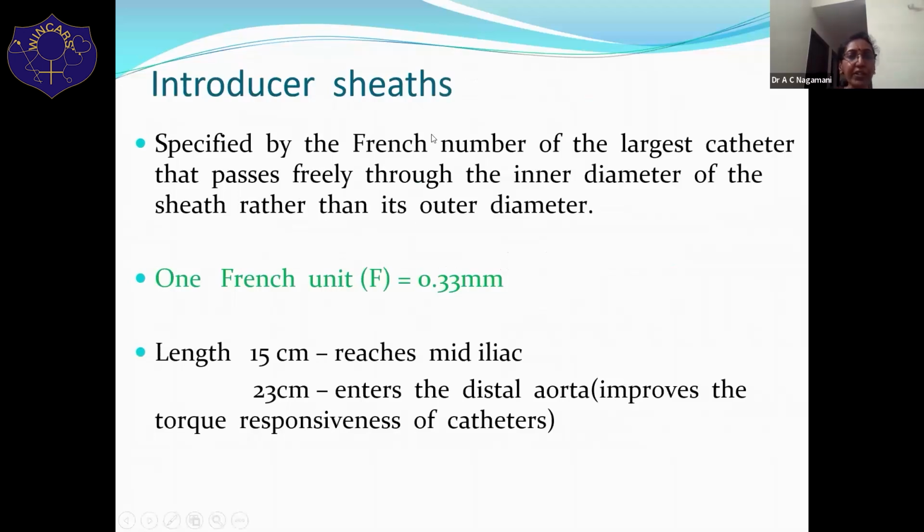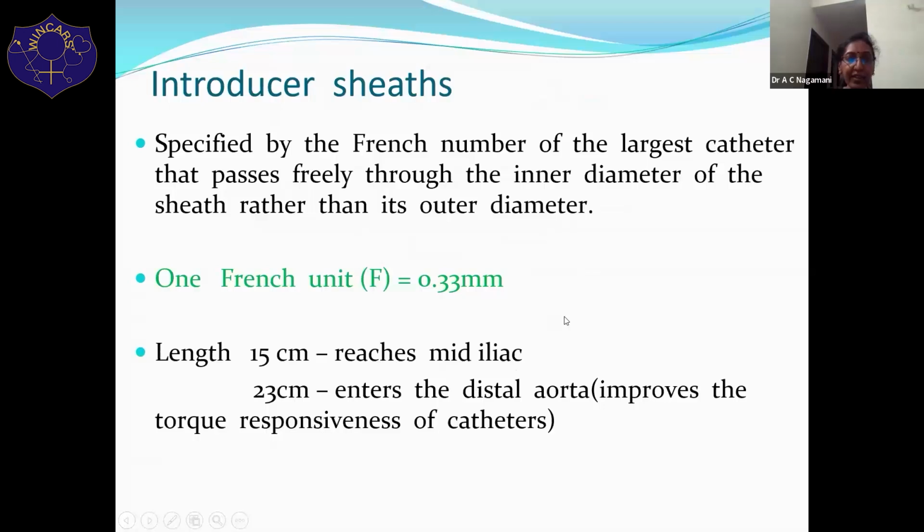Then next comes the introducer sheath. It is specified by the French number of the largest catheter that passes freely through the inner diameter of the sheath rather than its outer diameter. So 1 French unit is equivalent to 0.33 millimeter. The introducer sheaths which we commonly use are 15 centimeter. It reaches the mid-iliac. If we use a longer sheath for tortuous anatomy, it is 23 centimeter.